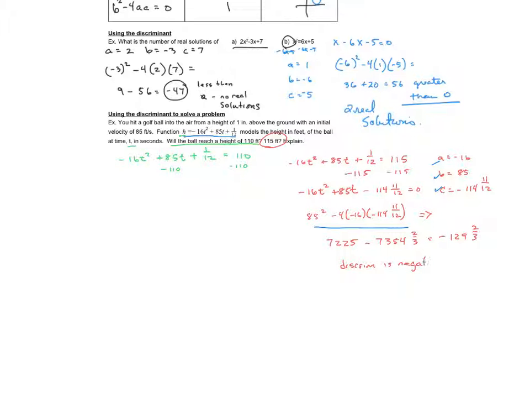So if the discriminant is negative, we can't find a square root of that, so there's going to be no real solutions. And of course, if you were to go back and do the previous example of 110, doing the same substitution, you would find out that we have a solution at 190 and 1/3.